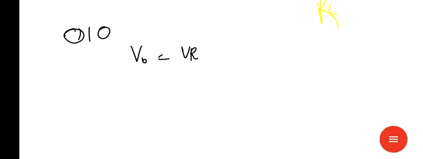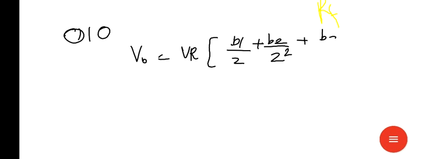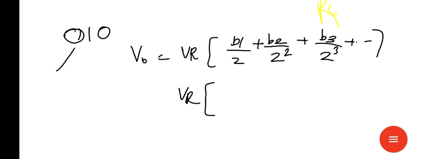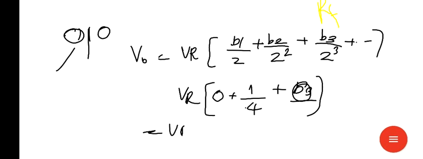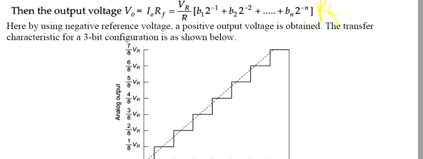VR into B1 by 2 plus B2 by 2 square plus B3 by 2 cube plus etc. അങ്ങനെ പോവാണ്. So VR, B1 0 ആണ്, 0 plus B2 1 ആണ്, 1 by 4 plus B3 0 ആണ്. So the answer is VR by 4. 0 1 0 ആണെങ്കിൽ VR by 4. ഞാനിവിടെ കാണിച്ചിരിക്കുന്നത് 0 1 0 VR by 4 എന്ന് പറയുന്നത് 2/8, 1 by 4 ആണ്, VR by 4.